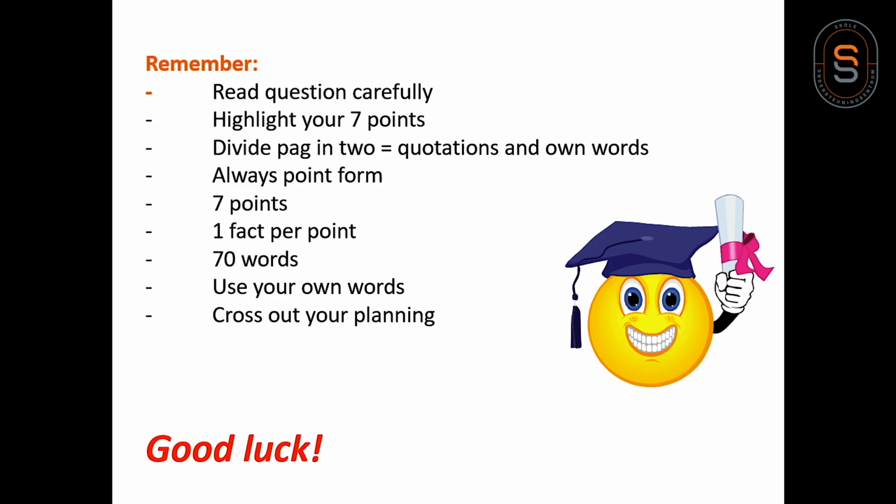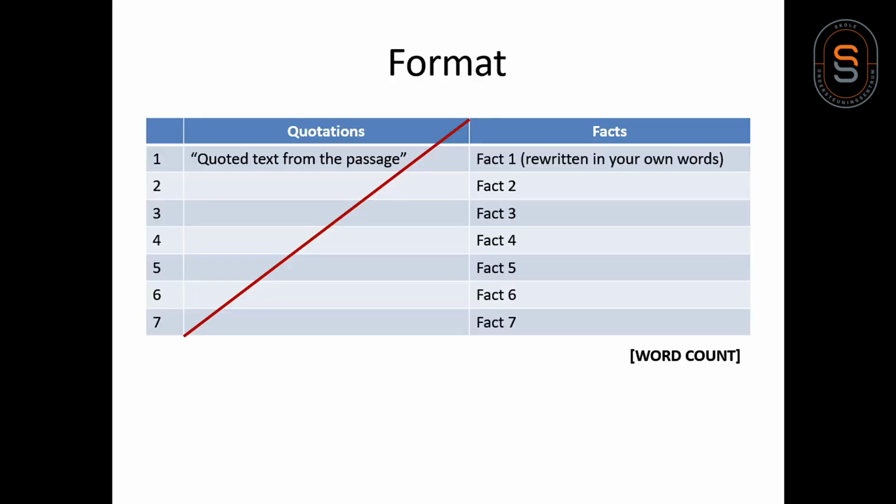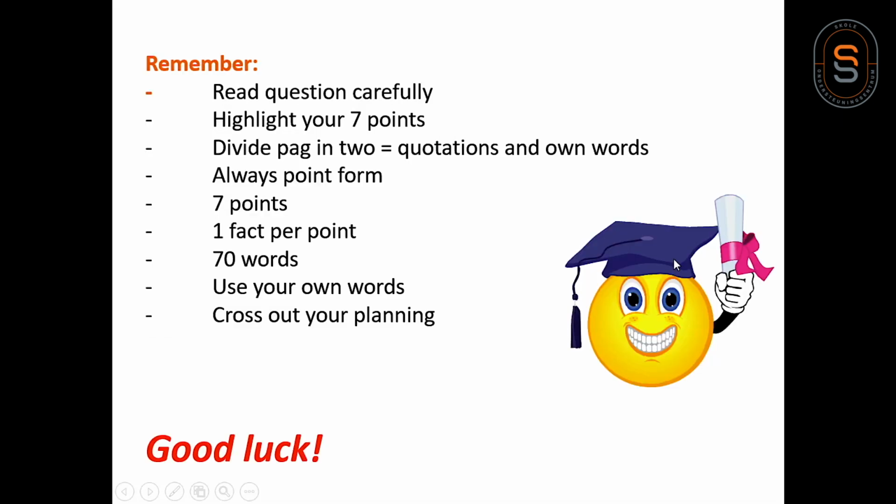So what are we going to remember? Read your question carefully. Highlight your 7 points. Divide your page into 2 sections, one for the quotations and one for your own words, as shown on the screen. Remember, a summary in English is always in point form, and you will always be asked to write down 7 points. 1 fact per point.